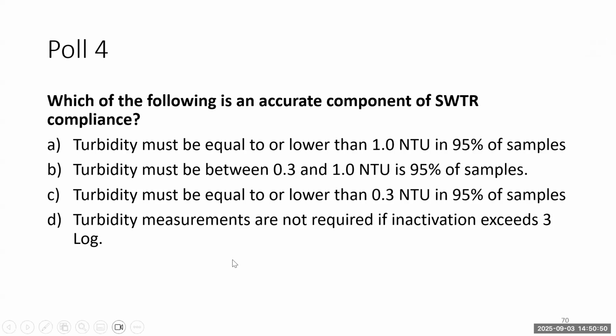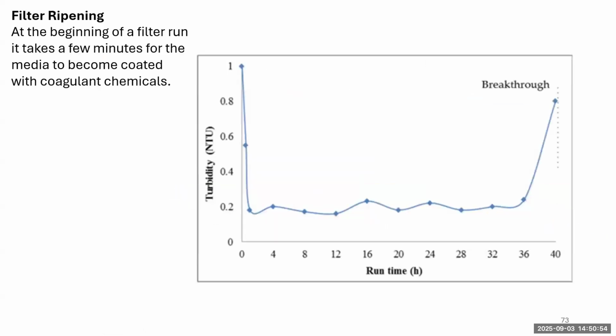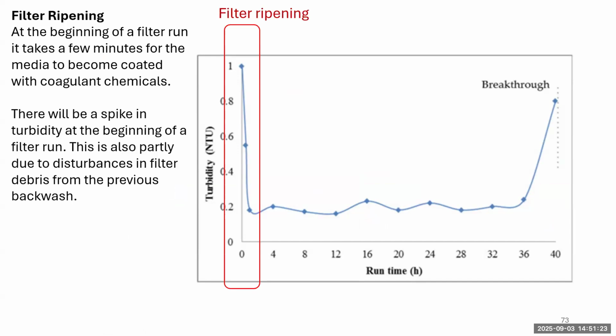So we left off yesterday where we were talking about filter ripening, and we were about to talk about filtration rates, and we'll talk a little bit about optimization and tie everything together that we've been talking about. We talked about how when a filter run first starts, there's a little spike in turbidity. And that's the filter ripening period where those grains of filter media become coated with coagulant chemical, and then the filter can begin operating at its optimal level.